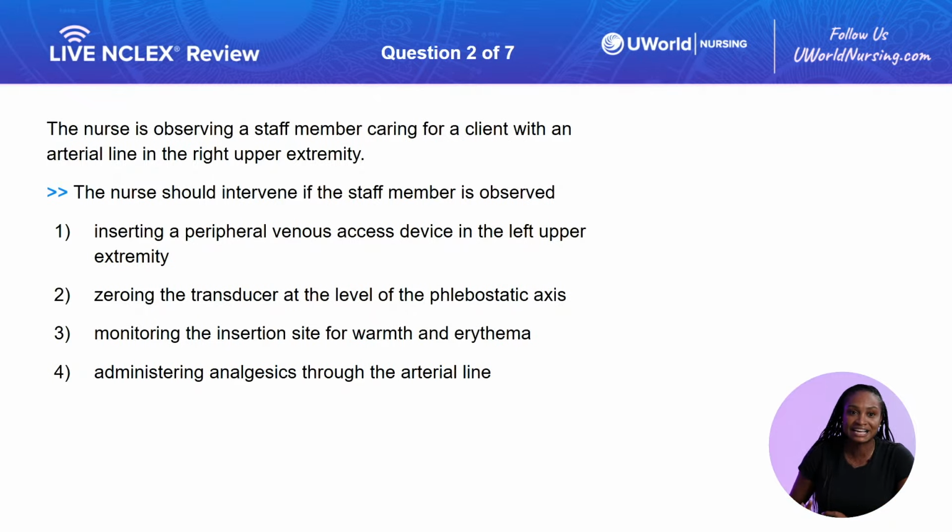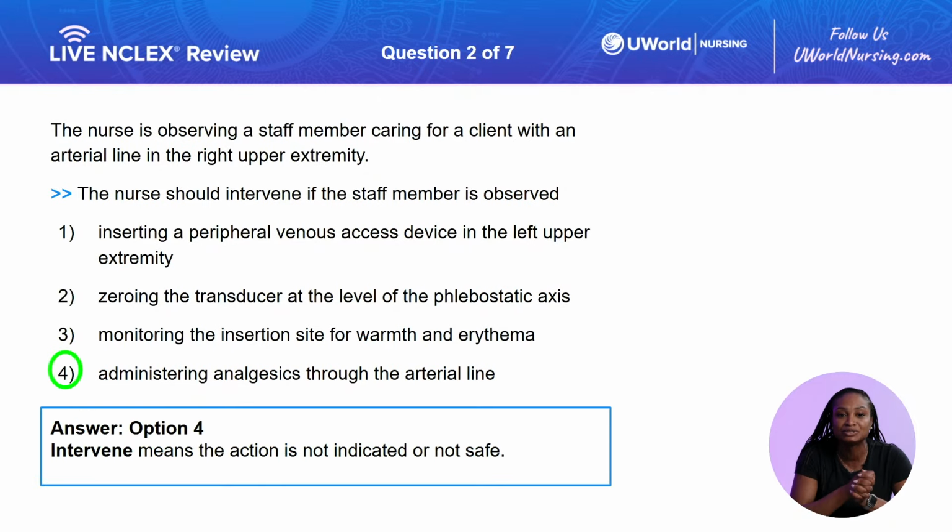So the correct answer for this one would be option 4, administering analgesics through the arterial line. So let's go back to the question. We have an arterial line in the right upper extremity. So an arterial line provides that continuous blood pressure monitoring, but it also gives us access if we need to do arterial blood sampling.